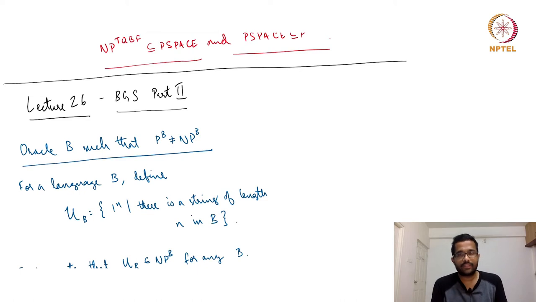Hello and welcome to lecture 26 of the course Computational Complexity. In this lecture, we'll continue from where we left off in lecture 25 and complete the proof of the Baker-Gill-Solovay Theorem.